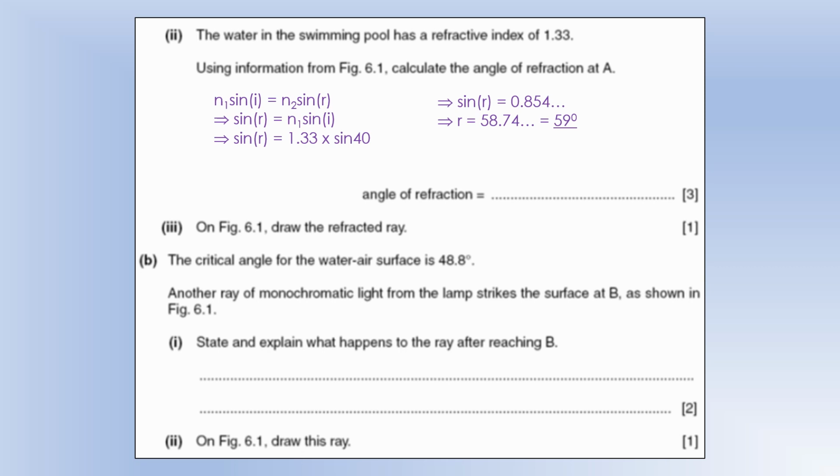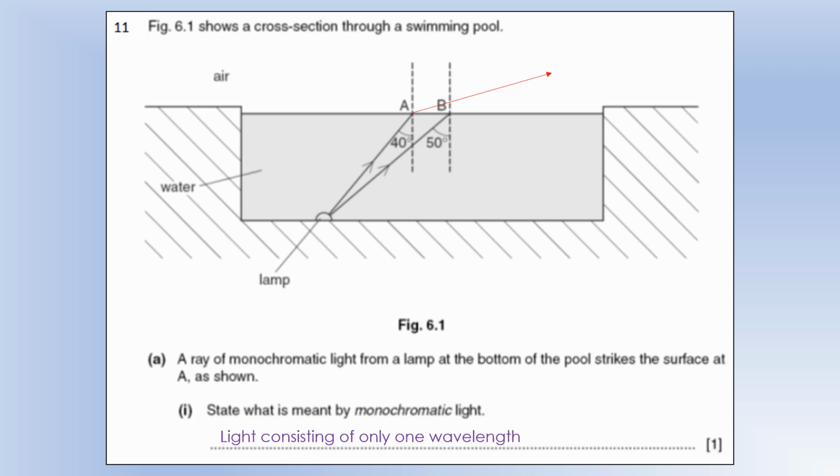Another ray strikes the surface at B as shown in the diagram. State what happens to the light ray. Well, it's going to be totally internally reflected because the angle of incidence we can see on the diagram is greater than the critical angle. So we can add this onto our diagram. Total internal reflection works the same way normal reflection does: angle of incidence equals angle of reflection.